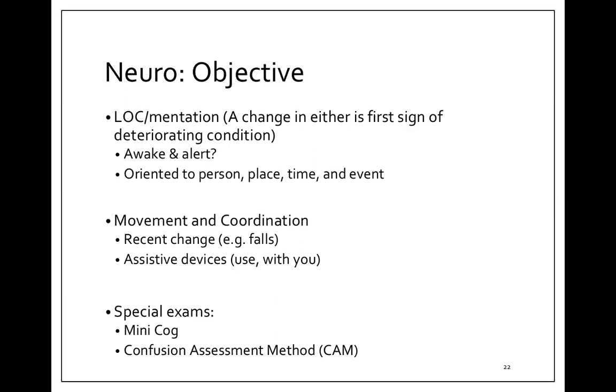Next is movement and coordination. Again, is there change? And also think in terms of a history of falls, especially recent ones. If they have fallen, you always want to know if they hit their head or lost consciousness. Really important. And then finally, of course, the use of assistive devices. These can be lost or left behind, and can mean the difference between someone being mobile and safe and someone not being mobile or being unsafe. So it's really important to assess their use of assistive devices.